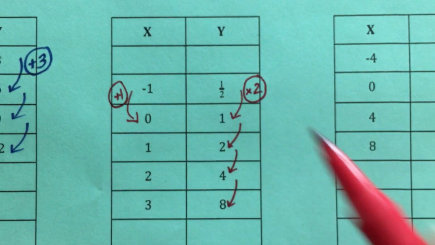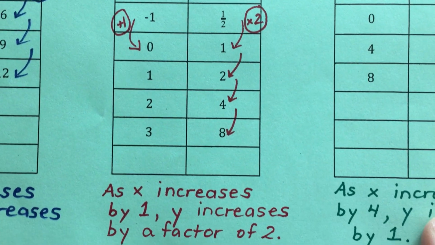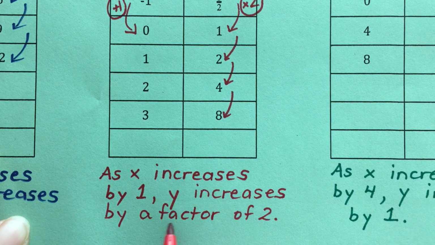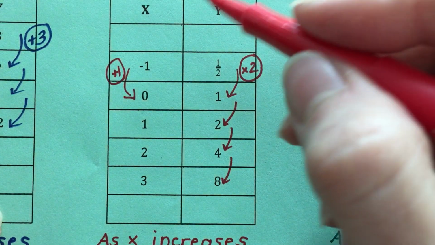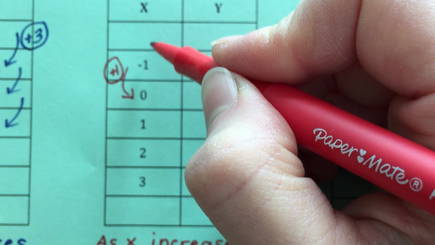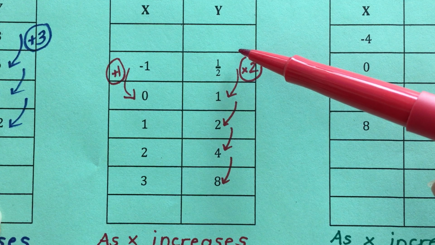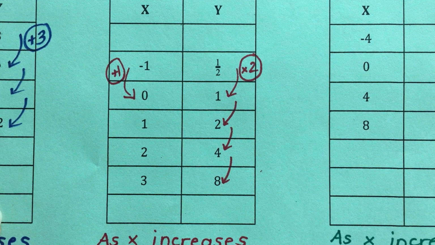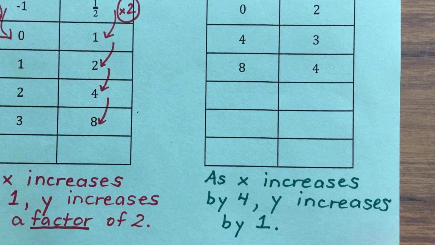So we talk about that in a different way. Instead of saying plus, of course it's multiplication, and so it's as x increases by 1, y increases by a factor of 2. Factor means multiplied. Be sure to fill in that table. So if we're going backwards from -1 back on up, then we're going to get to -2, and if we're going to divide by 2 up here, we're going to get 1/4, and then fill it in this way as well. The very last one also is linear because as x increases by 4, y increases by 1.